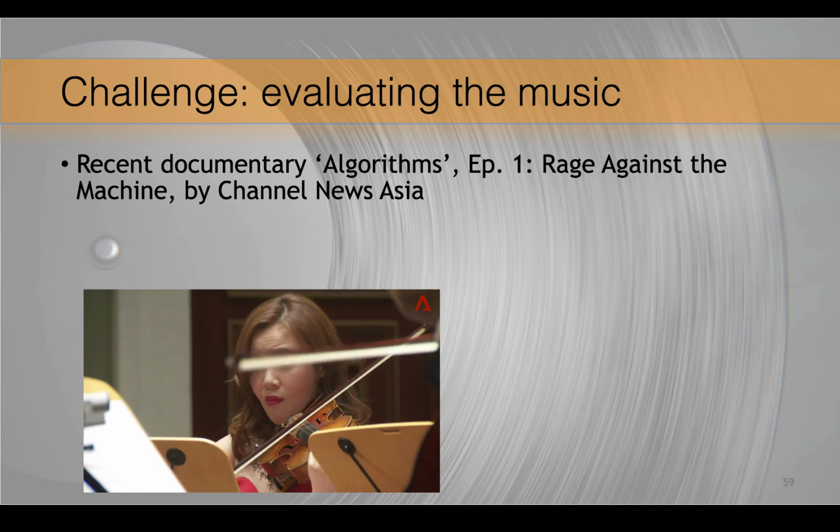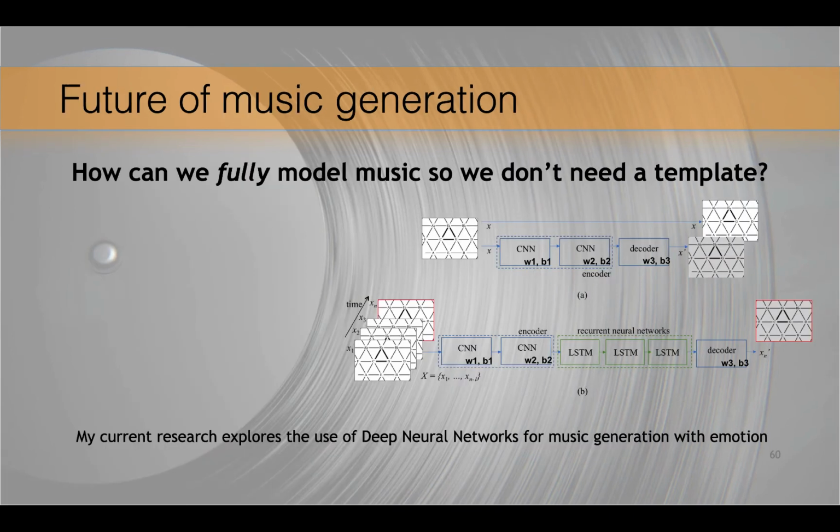If you're interested in having MorpheuS create a piece for you to perform, you send me a template piece and then we can see what we can do. So what about the future of music generation? How can we fully model music so that we don't need this template? Because really with MorpheuS, we're morphing existing pieces. How can we do it without this existing piece?